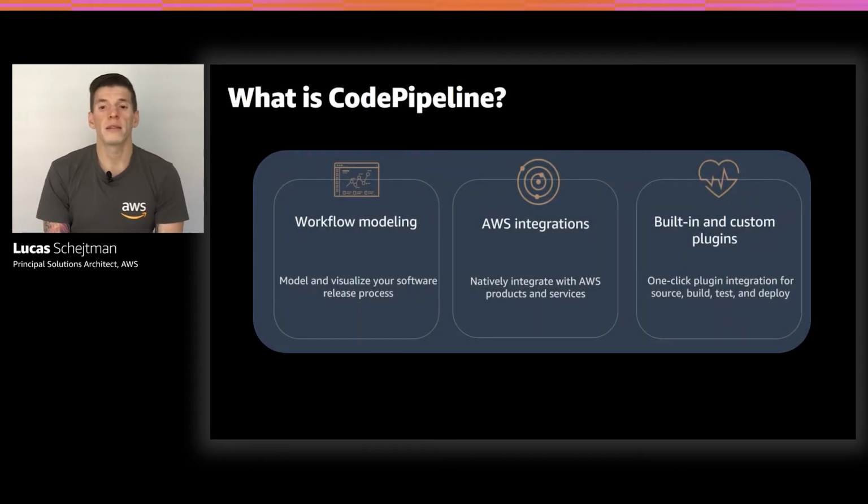CodePipeline is a continuous delivery service for fast and reliable application updates. It allows you to integrate natively with the AWS set of services, but also third-party tooling.